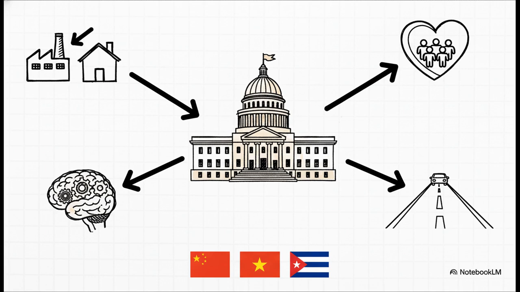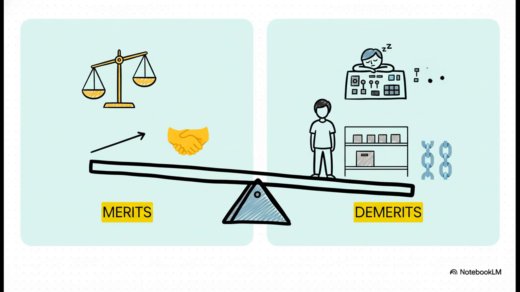The goal is not individual profit, but the welfare of the group. All the big economic decisions, what gets made, how much, and who gets it, are handled by a central planning authority. And while no large country is 100% socialist today, this model has had a huge influence on nations around the world. And just like capitalism, socialism comes with its own list of pros and cons.